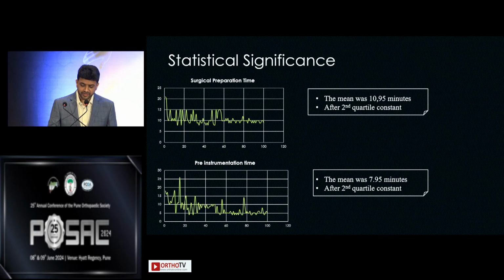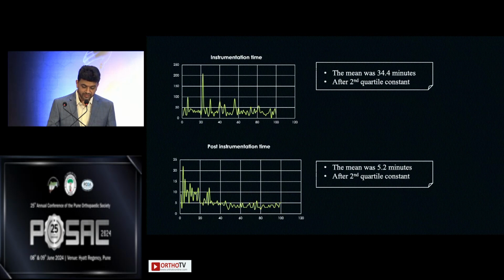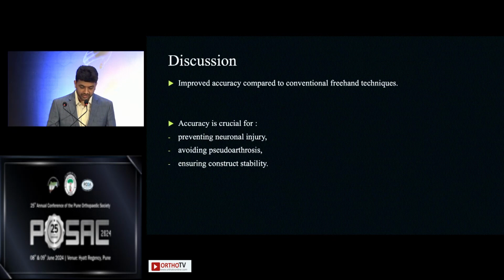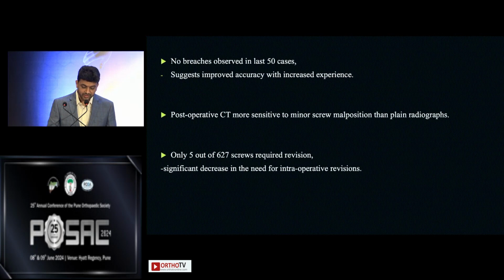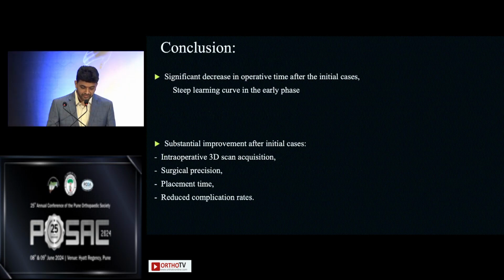This is the preparation time. Graphs showing preparation time, pre-instrumentation, instrumentation, and post-instrumentation time, which were all constant after the second quartile. So, discussion: accuracy is crucial for preventing neuronal injury, pseudoarthrosis, and ensuring construct stability. No breaches were observed in the last 50 cases, which suggests improved accuracy with increased experience. Post-operatively, only 5 out of 627 screws required revision, indicating a significant decrease in the need for intraoperative revision.